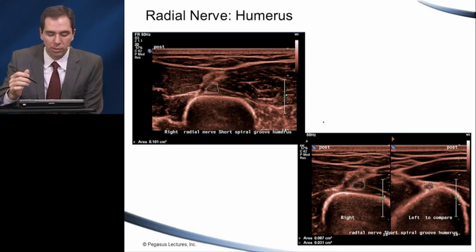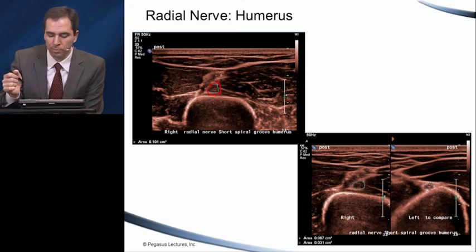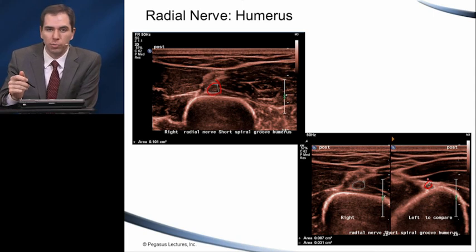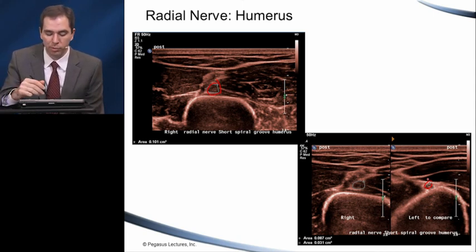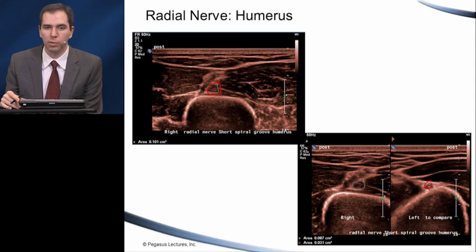So in this patient, we found a radial nerve in the spiral groove that was enlarged, and she had had an injury to the radial nerve in that location. And here's the comparison to the opposite side. So just like imaging all nerves, you follow them, and then if you see an area of decreased echogenicity or enlargement, you can compare it to the opposite side, and also compare it to the table of normative values.